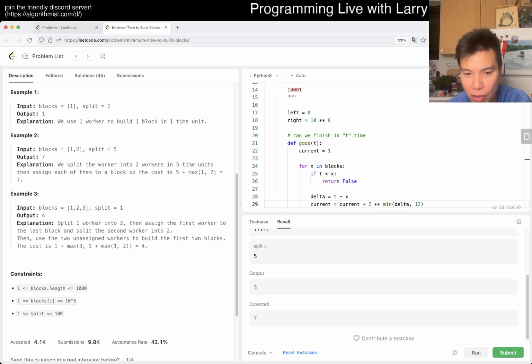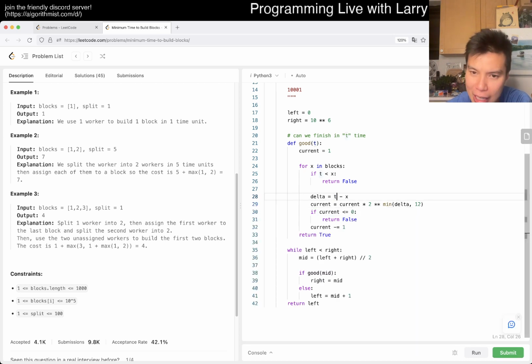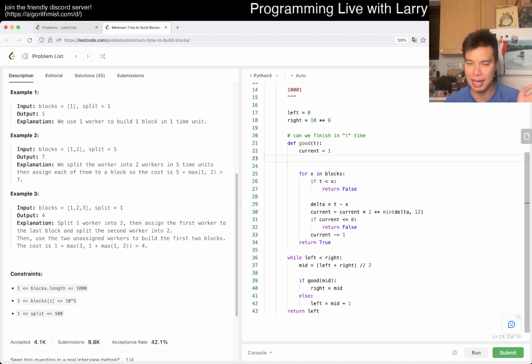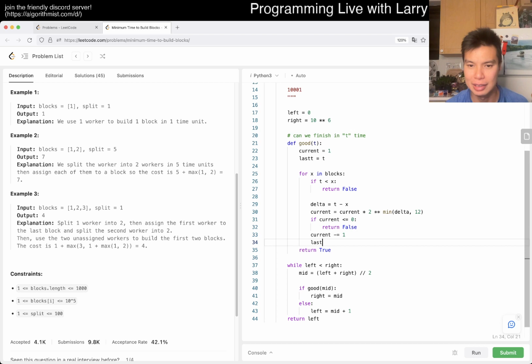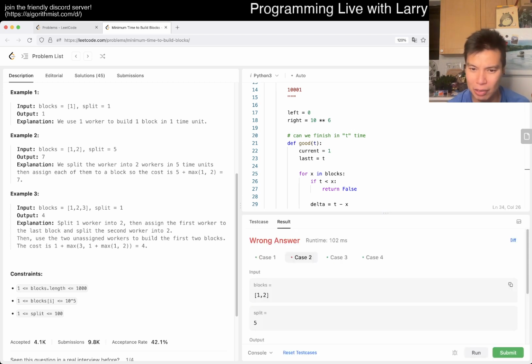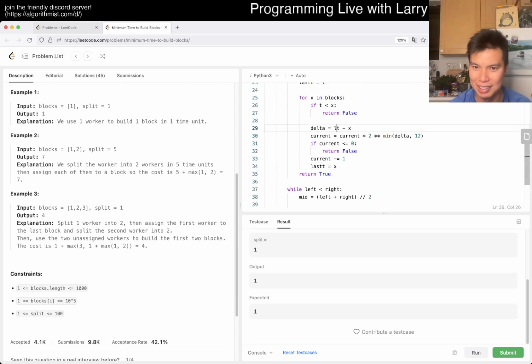Because this is wrong in the right direction, because I didn't update t. Now t should be the last block, right? Basically this is the delta time that happened. So maybe we could do like last t is equal to, actually just t, right? And then now last t is equal to x. Yeah, it's equal to x. The way that I wrote it is a little bit awkward actually, but I still have to use it. That's why it's not working.